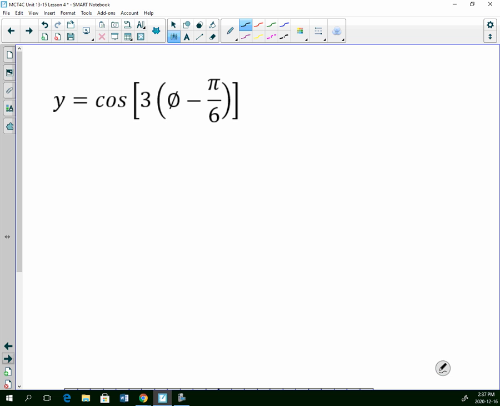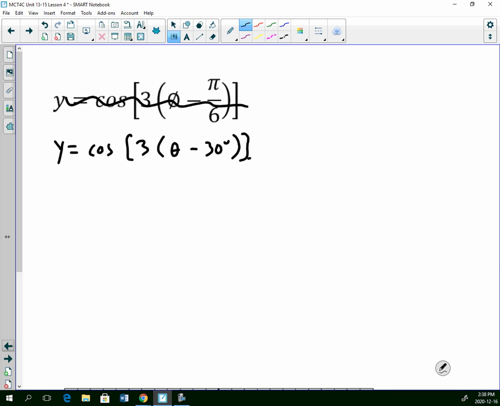We don't want pi. This is my 3u. So pi is the same as 30 degrees. So okay, we'll put it in degrees. Do I have another one here? No. Okay, so this is the last one.